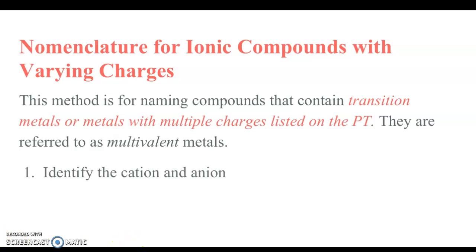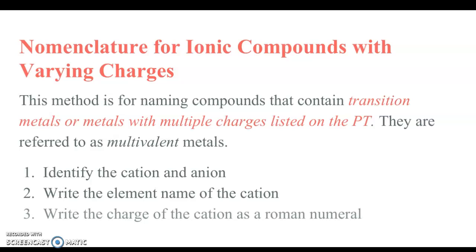So again, your steps are pretty similar for naming. You're going to identify the cation and anion. Write the element name of the cation. You can use Table S if you need to. And write the charge of the cation as a Roman numeral. So this is the step we're adding. When you have a multivalent metal, you're going to have to write the charge it's taking as a Roman numeral.